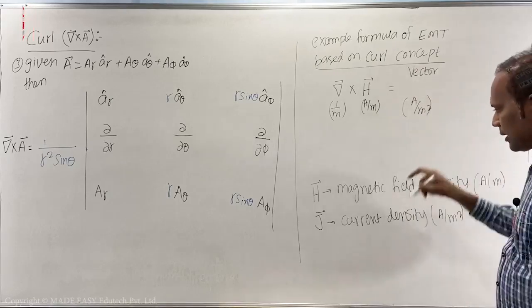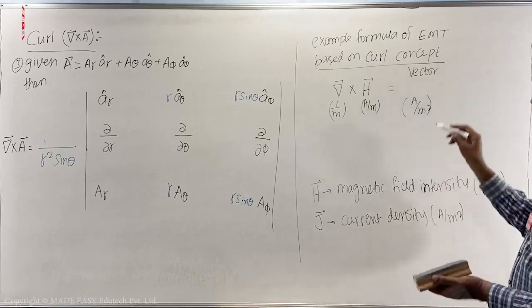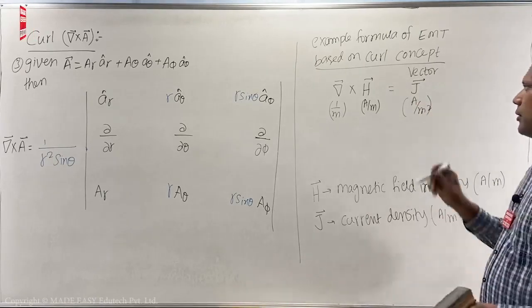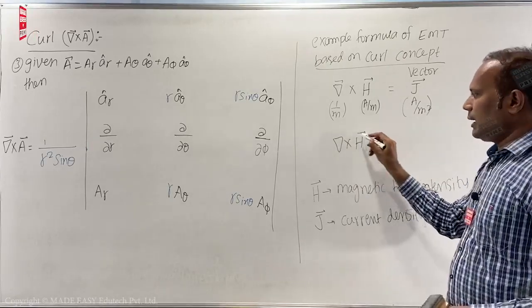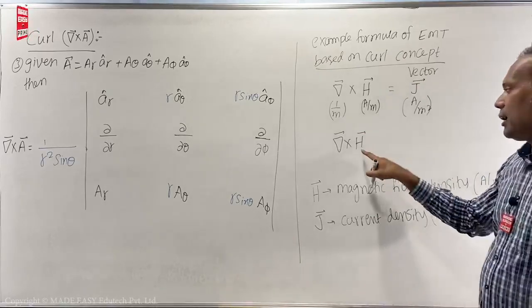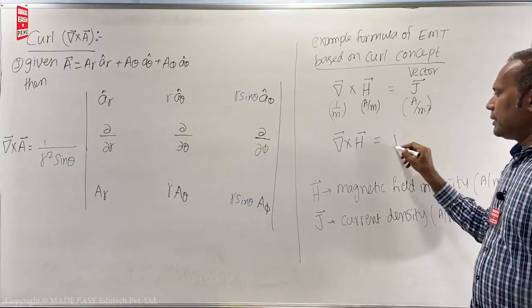So here it is a vector, and the unit is ampere per meter square. So that is J bar. The conclusion is that you take the del cross H operation. In the examination question, they have given the H bar equation. Then you substitute that H bar equation here, then you get J bar.